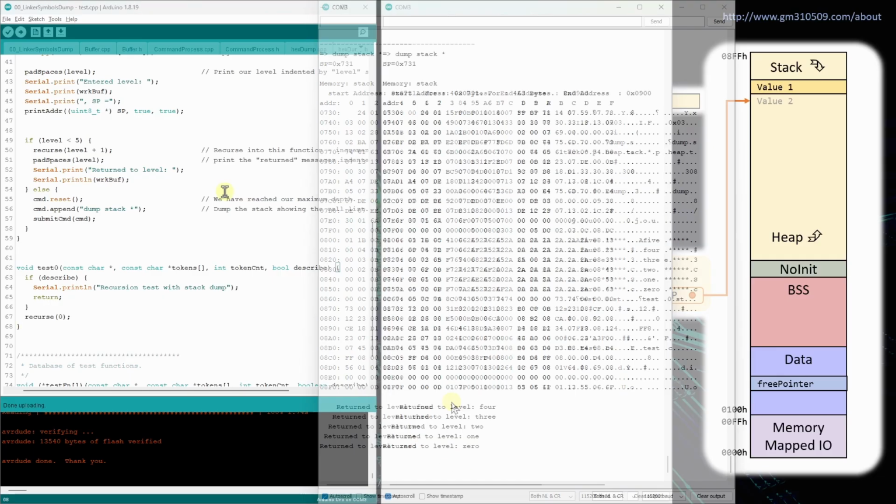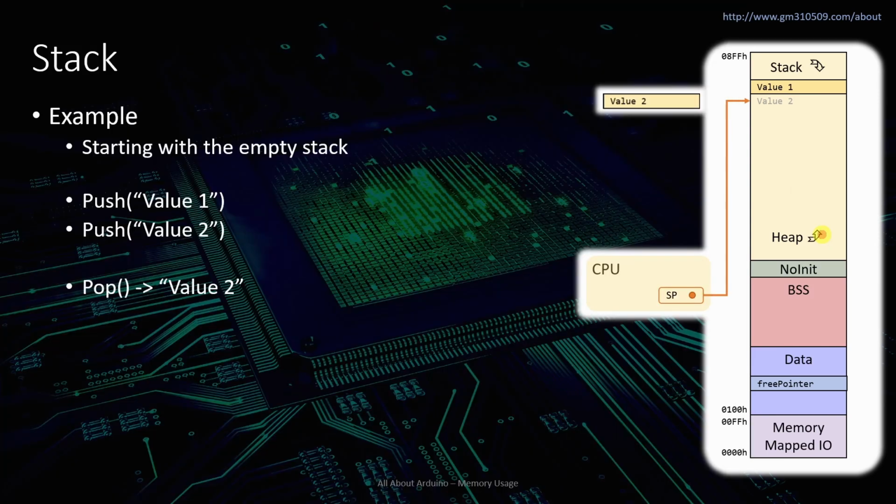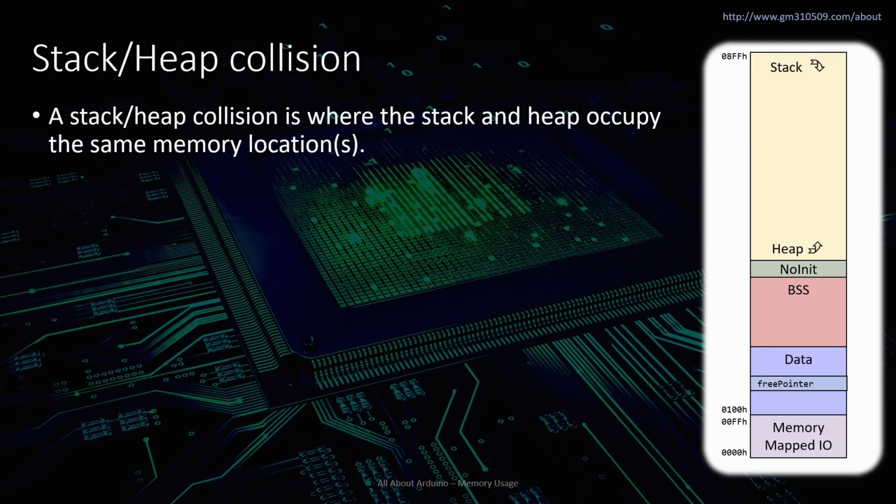Okay, so previously I did sort of allude to the fact that these two arrows are pointing to each other. Maybe you figured out the trick or the issue, maybe not. This is a phenomenon called a stack heap collision, and basically it's where the stack and the heap try to occupy the same memory locations. So this is not a good thing.